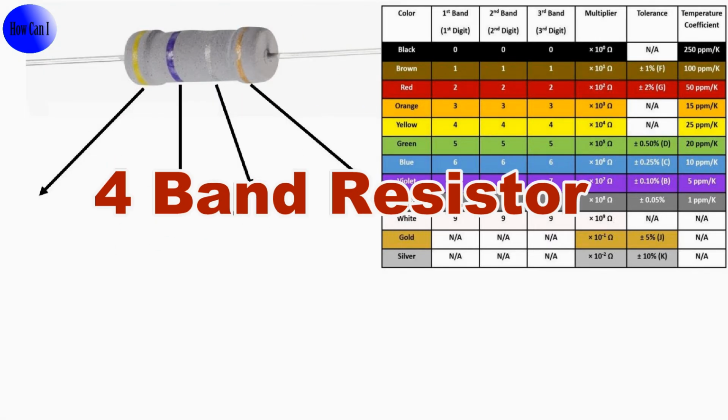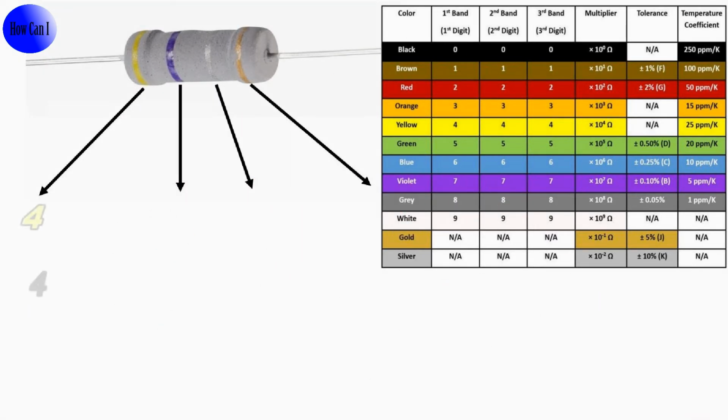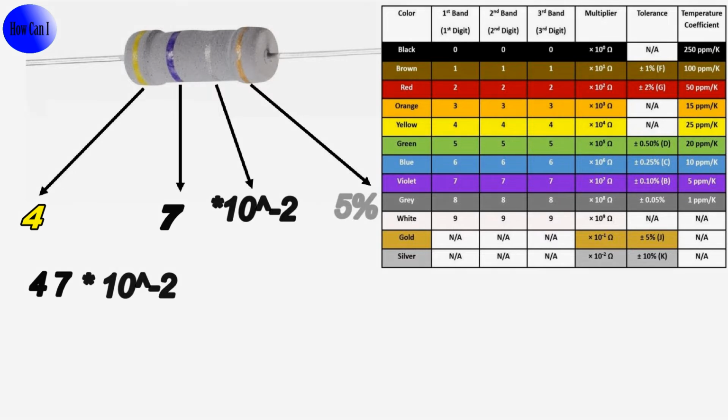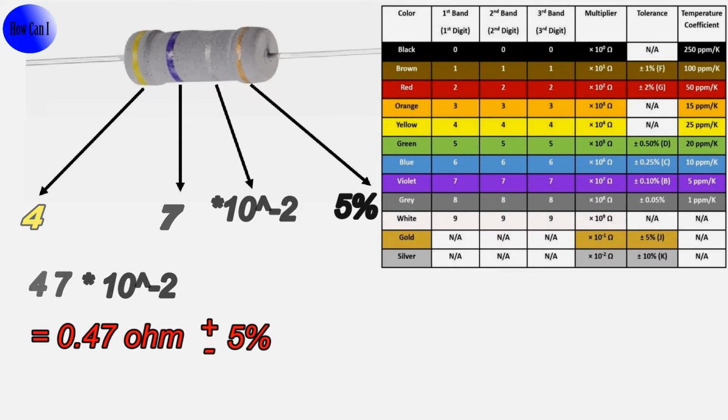4 band resistor. First color is yellow. Second color is violet. Third color is silver, and it is the multiplier. Fourth color is gold, and it is the tolerance band. The resistor value is 0.47 ohm and 5% plus or minus.